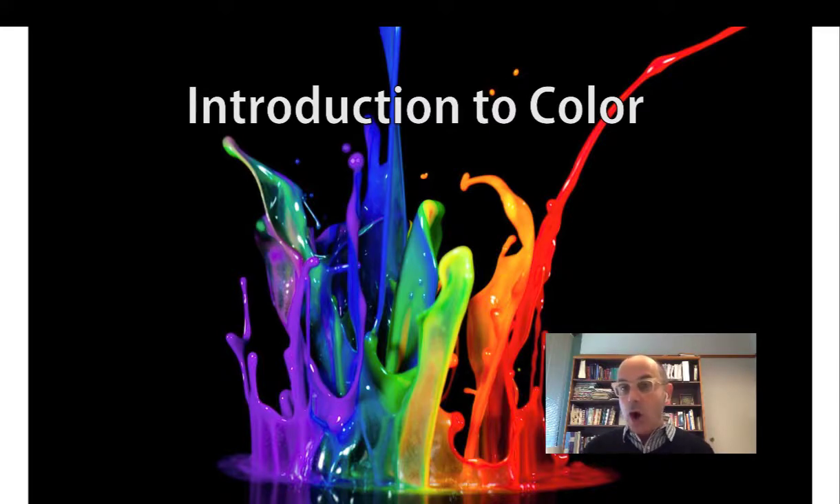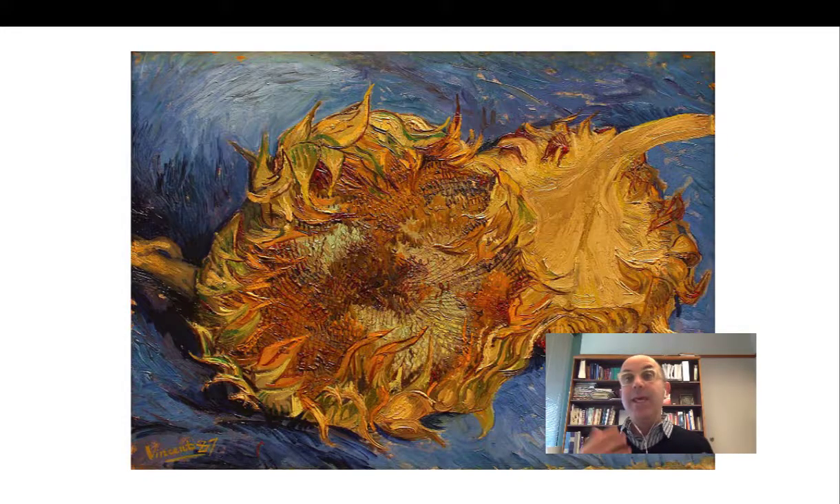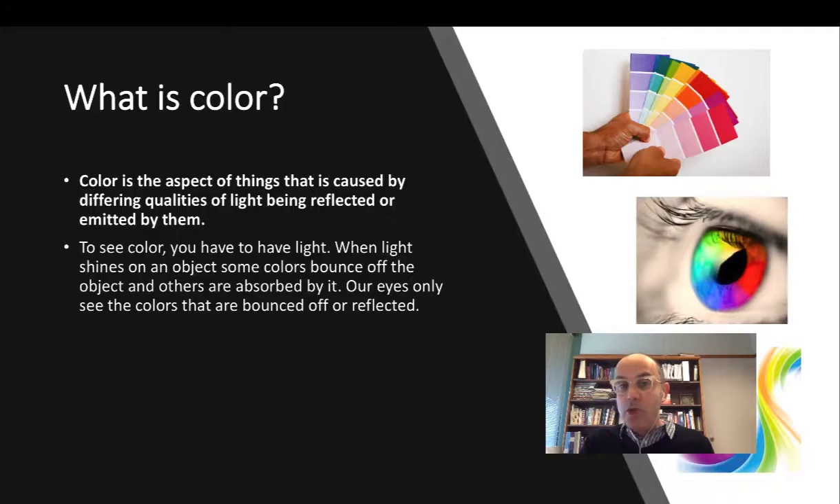But we need to talk about colors because colors is a very important part of our terminology, how we express things and how to do that. Yes, we can look at art and learn about art, but this is not the objective. So what is color? First of all, color is the aspect of things that is caused by different quality of light that reflect on them.